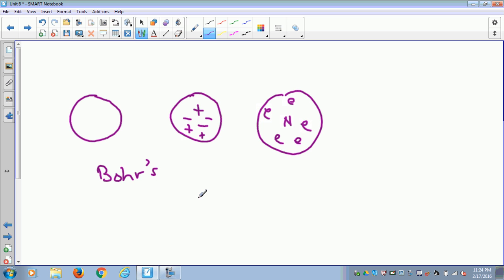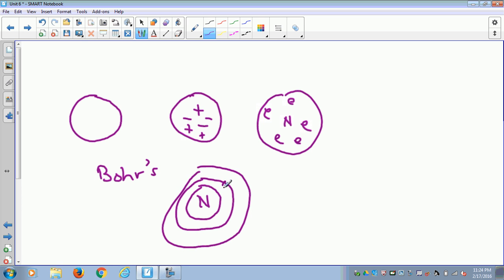Bohr's model was the planetary model. He was the one who said that electrons travel around the nucleus in a particular path, and that path is called an orbit. Just like planets orbit around the sun, the electrons orbit around the nucleus. So the electronic configuration that we will learn in this unit is based on Bohr's model. But as of now, this model is not good anymore.